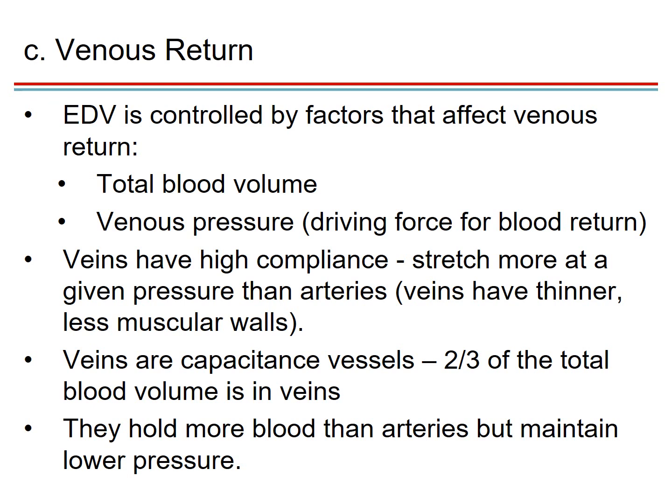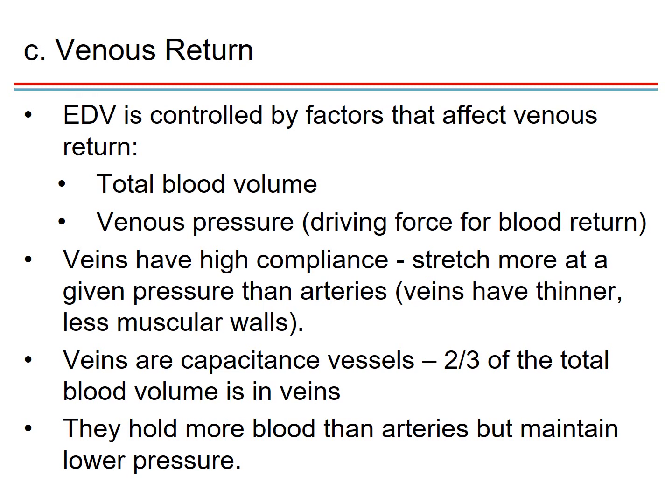Another factor that influences cardiac output is venous return. So venous return, this is the return of blood to the heart by the veins, all right? And so the end diastolic volume is controlled by factors that affect venous return. And this includes total blood volume and venous pressure. And so this is the driving force for blood to return.